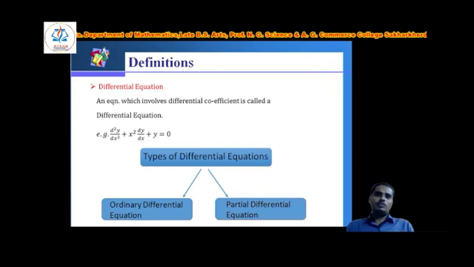Now the definition of a differential equation: an equation which involves differential coefficient is called a differential equation. For example, d2y upon dx square plus x square into dy by dx plus y equals 0. Now the types of differential equation: there are two types, ordinary differential equation and partial differential equation.